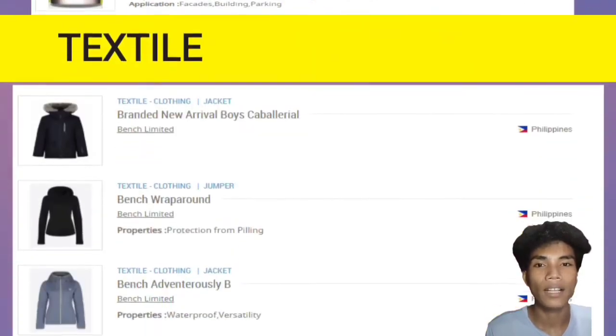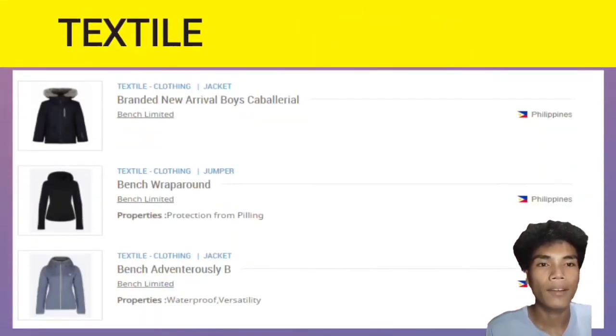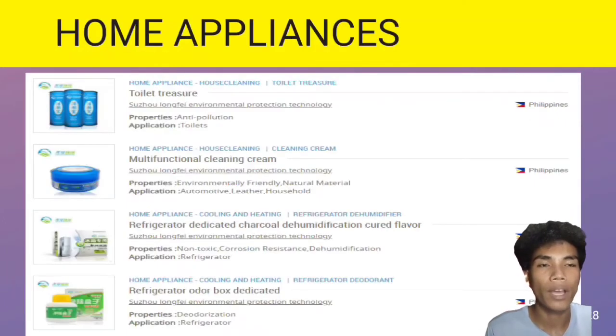So for the area of textile, we have three products. The branded new arrival boys Caballeral is obviously for snow. Then the bench wraparound is a protection from pilling, those cotton balls or small lint on our clothes. This bench wraparound is the perfect product for you if you want to avoid wrinkles. Then the bench adventurously B is waterproof and versatile, so it could be used in both low and high temperature.